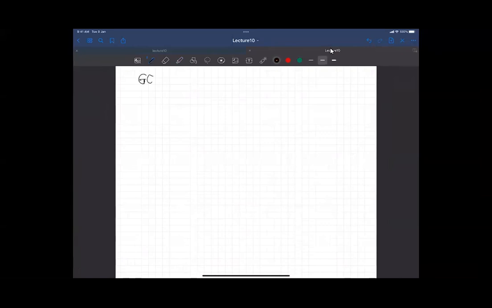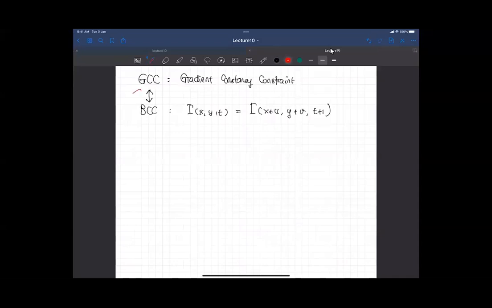So GCC is the gradient constancy constraint, and this is different from PCC. In PCC, we have I(x, y, t) equals I(x plus u, y plus v, t plus 1). And GCC, following the same idea, means that we have the gradient of I(x, y, t) equals the gradient of I(x plus u, y plus v, t plus 1). That's called GCC. And GCC is more robust than PCC when you have a change of lighting.